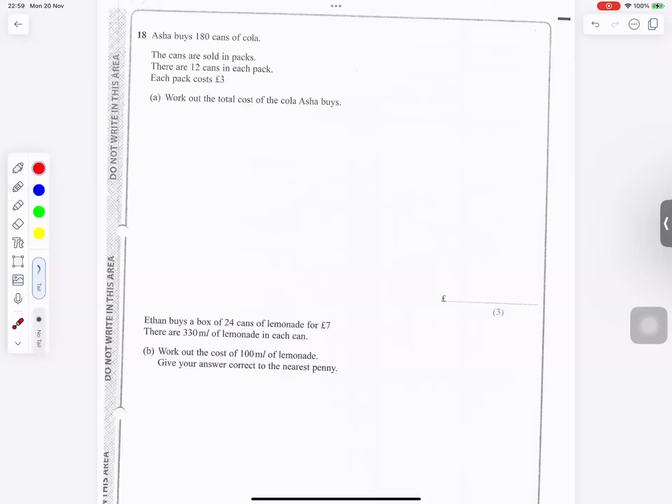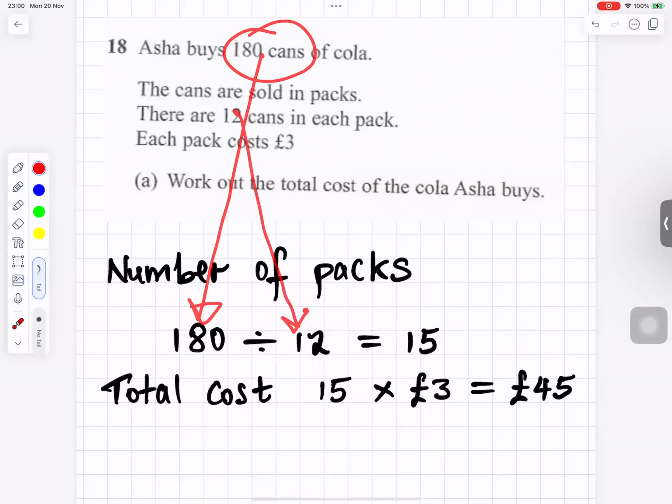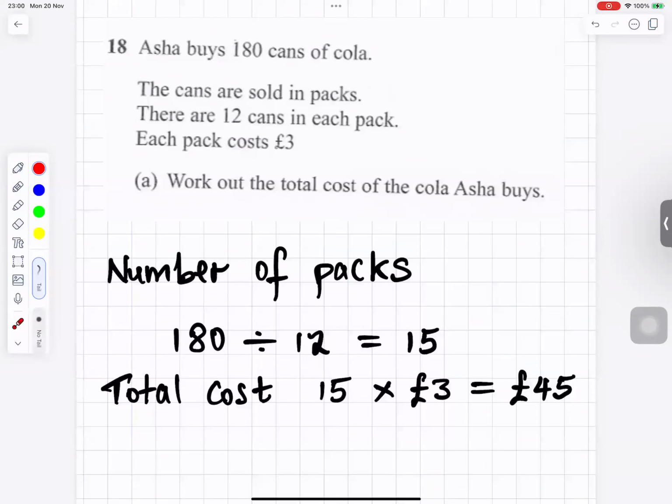Question number 18. 18A says, work out the total cost of the cola Asha buys. Number of packs. So 180 cans of cola, 12 cans in each pack. So 180 divided by 12 is 15. So she bought 15 packs. And the cost for each pack is £3. 15 times 3 is 45. To buy 15 packs, 15 times 3 is £45.